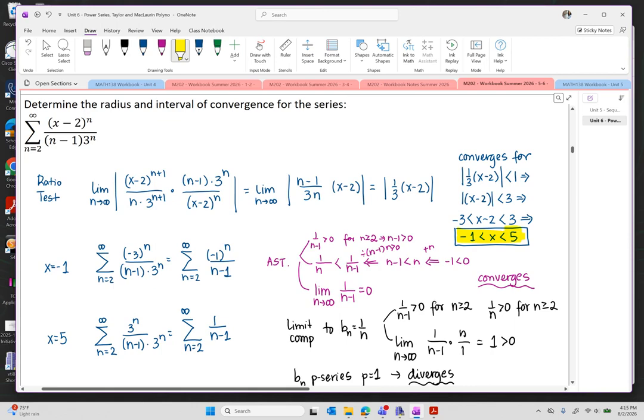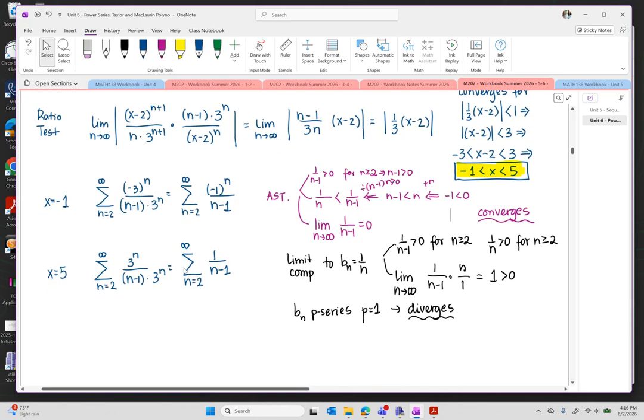When I plug in x equal to -1, the quantity x minus 2 is -3, so (-3)^n divided by 3^n is (-1)^n. I get an alternating series. It satisfies all the conditions for convergence, so that converges. Remember that the alternating series test cannot determine divergence.